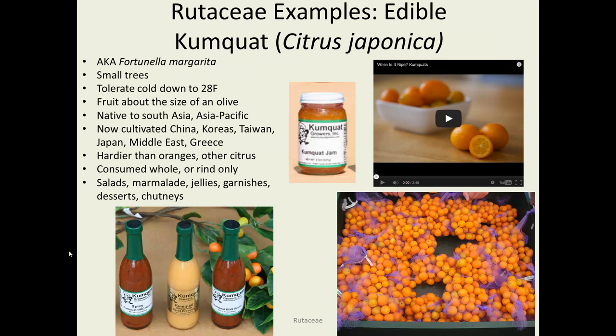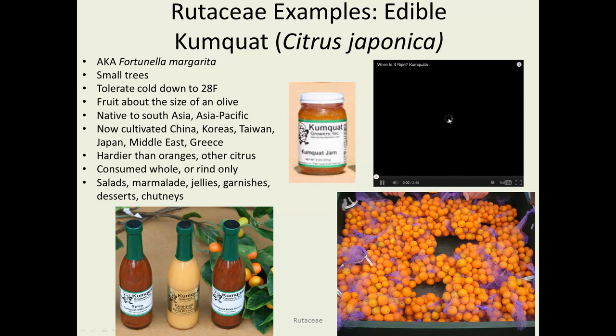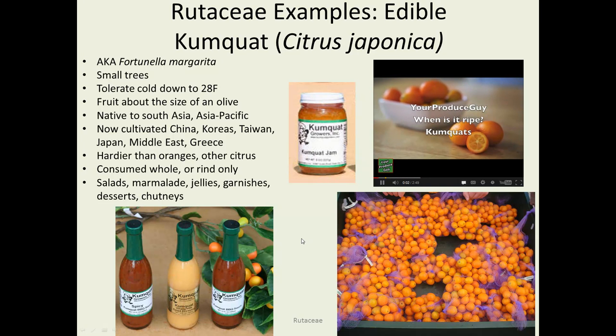Kumquat, not a hybrid of anything. Little bitty oranges, or they look like little bitty oranges. They actually are a genus all their own and have been split up and put back together a few times. So for one time, there were four species of Fortunella. Now they've lumped them all back into Citrus japonica. They're small. They're widely cultivated. They're more hardy than many oranges. And interestingly enough, you consume the whole thing or just the rind. So we have Mr. Produce Guy is going to explain about kumquats.